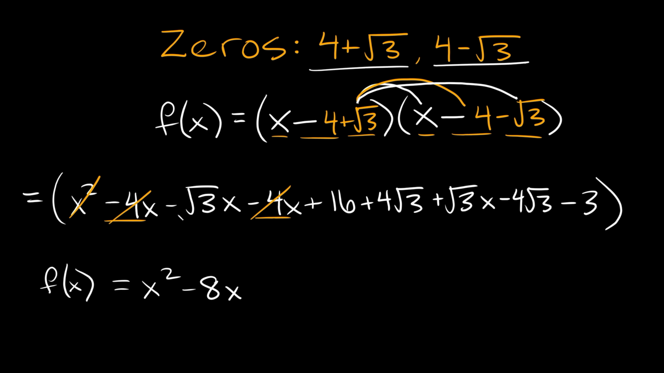And then next we have negative root 3x. Do we have any other root 3x's? Yes, we do. We have a positive root 3x right here, right? So a negative and a positive, those are going to cancel out. And then here we have a positive 16, which is just a regular number, and then here we have a negative 3, right? So 16 minus 3 is equal to 13, right? Positive 13. And then lastly, we have this positive 4 root 3 and a negative 4 root 3, so those cancel out as well, all right? So we simplified everything down, so this would be our final answer.